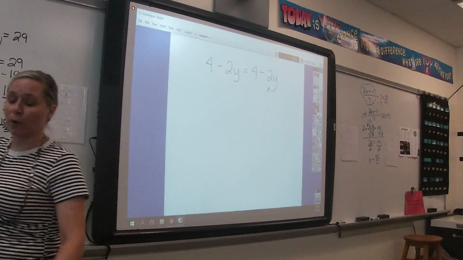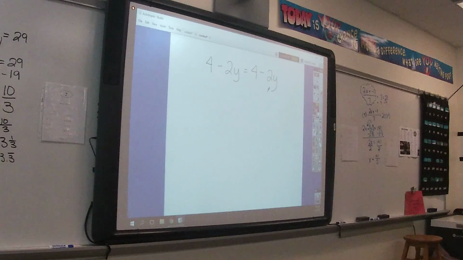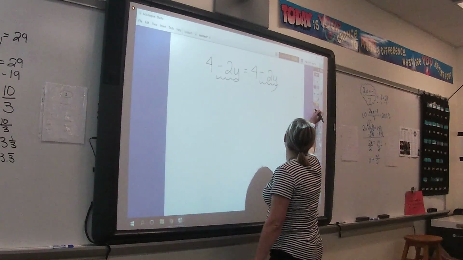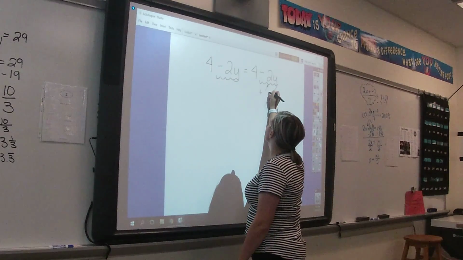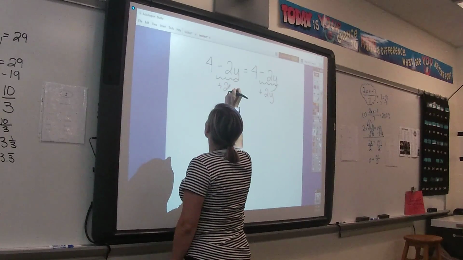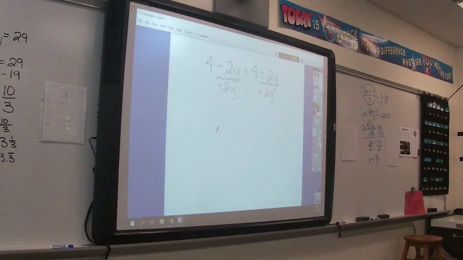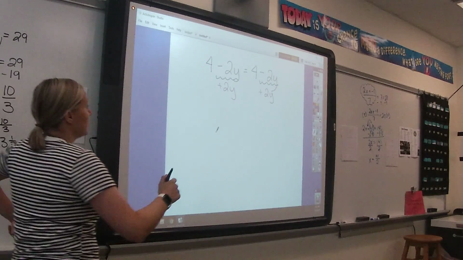Pretend we did the other work beforehand, because who needs to make notes any longer at this point? I realize we are done. I see your faces. We have variables on both sides. What's smaller, negative 2y or negative 2y? Negative 2y. And what is negative 2y plus 2y? 0.